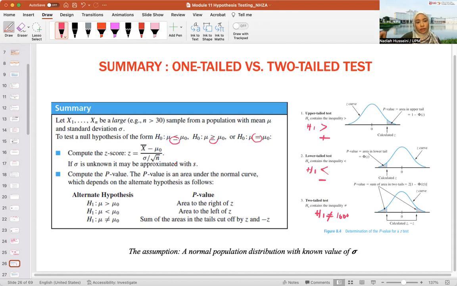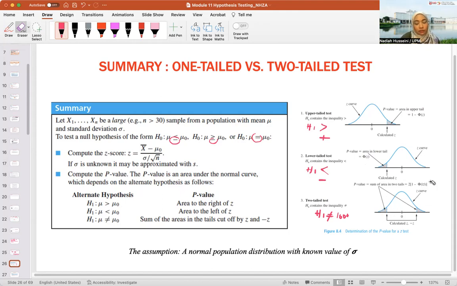So the p-value is always at the ends, but which end, right? Which end? So this one, you just follow this guy. I'm not going to draw it. So area to the right of Z over here. This one is area to the left of Z over here. And this is the two-tailed test.